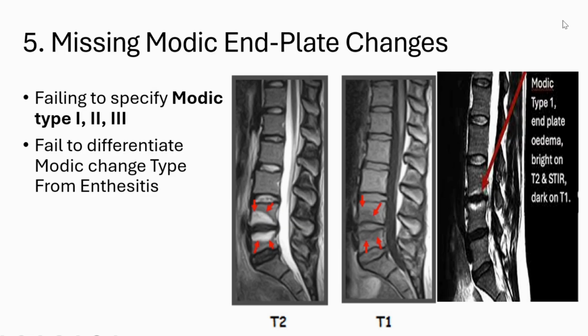Now the other one is missing Modic end plate changes. What we see in this is the Modic change and its type. Sometimes we fail to specify the Modic change and its type, and also fail to differentiate Modic change from enthesitis. Now these are images of an MRI sagittal section of the lumbar spine showing T2 high signal intensity, in T1 it is low, and another image showing the STIR sequence where high signal intensity is noted in the end plates. This is Modic change type 1, and this can cause non-specific low back pain. Sometimes this is missed in the report.